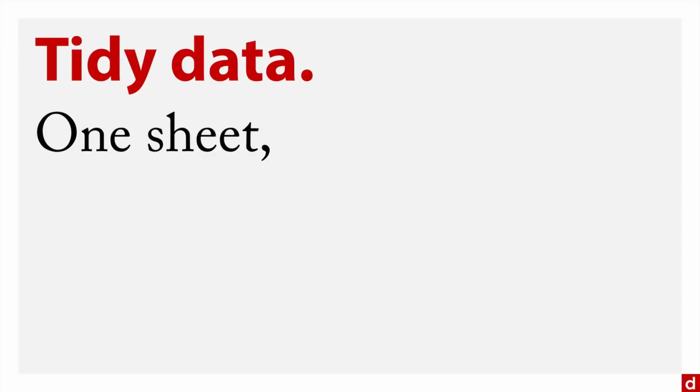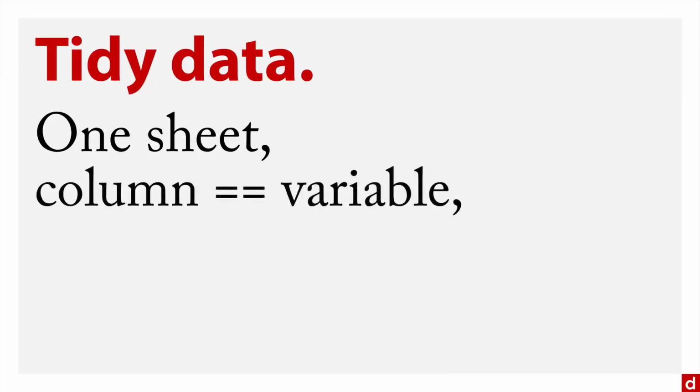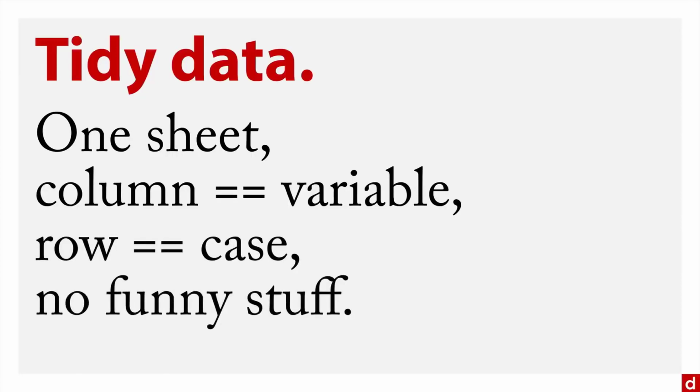It says that your file should have only one sheet, so that's one worksheet, even though Excel can take more than that. That each column should be exactly equal to one variable, and that each row should be equal to one case. And an important thing is no funny stuff in your Excel sheet, because Excel is very flexible.